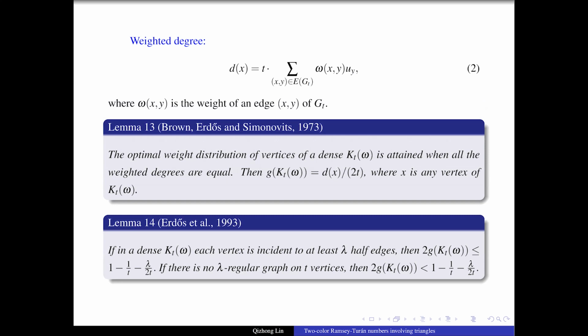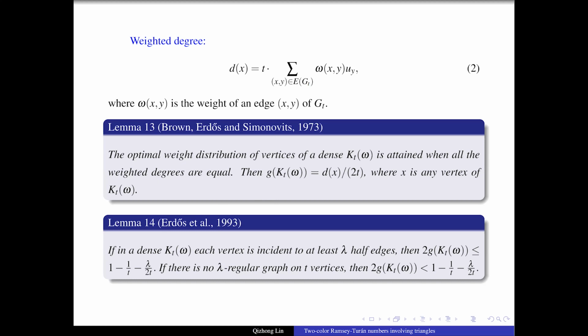This result tells that the optimal weight distribution of vertices of a dense weighted K_t^ω is attained when all the weighted degrees are equal. Indeed, the proof is direct by using the Lagrange method. This result and the following lemma can always be used to prove the upper bound for the Ramsey-Turán density.